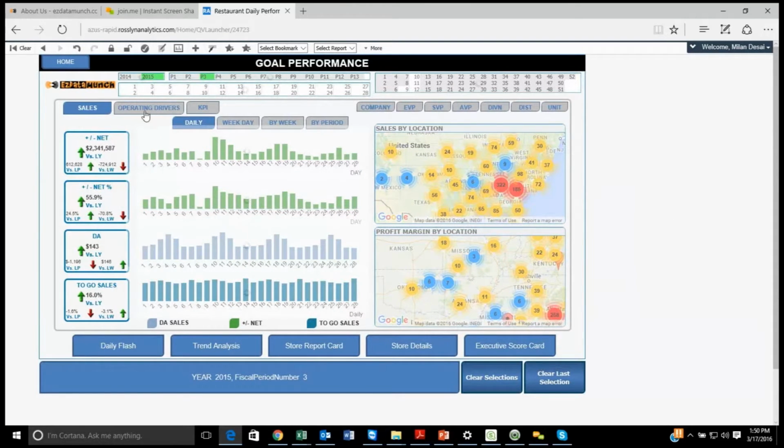But basically, these are the sales drivers that you have within the restaurant industry. We can also look at operating drivers that we just mentioned, on the food cost side, the payroll cost, the operating cost and other related operating drivers. So we are analyzing that information here. We can also go to the trend analysis, so let's quickly go to the trend analysis side.